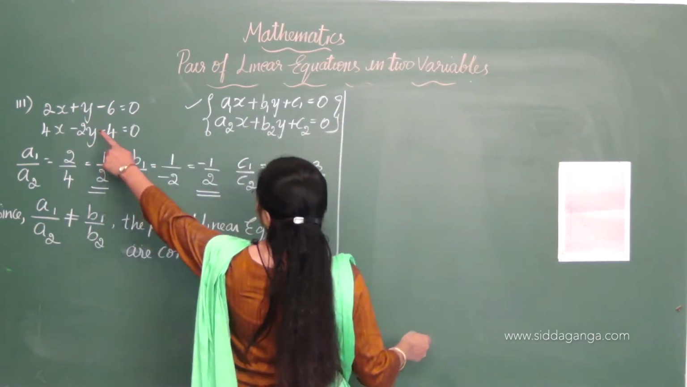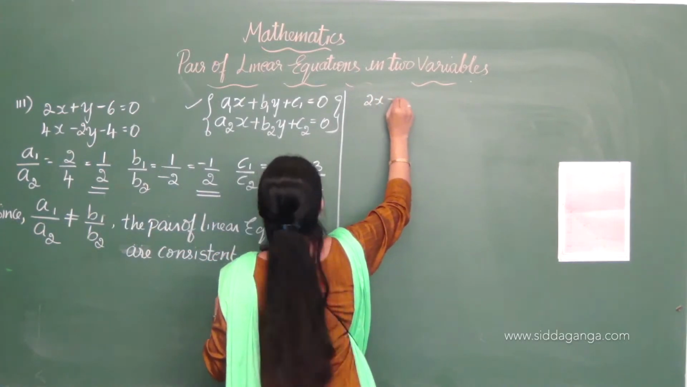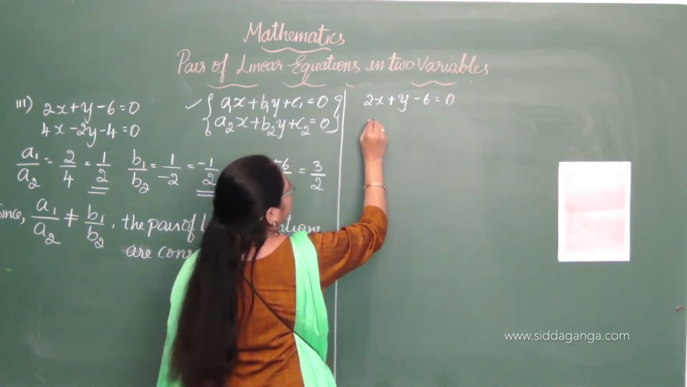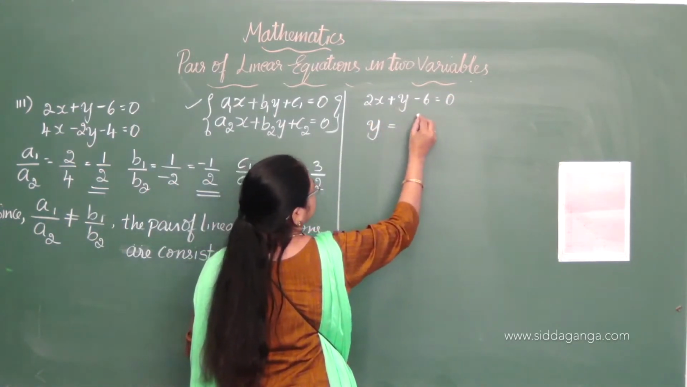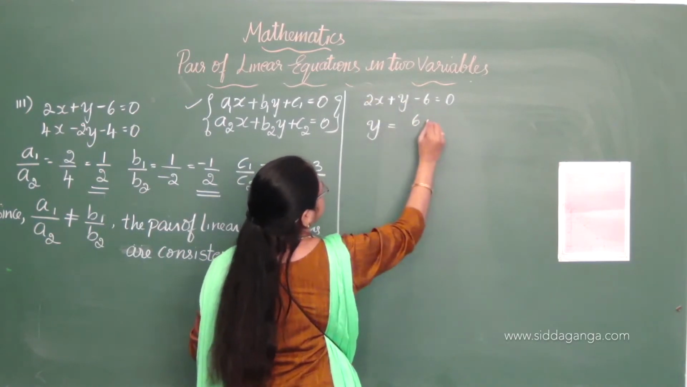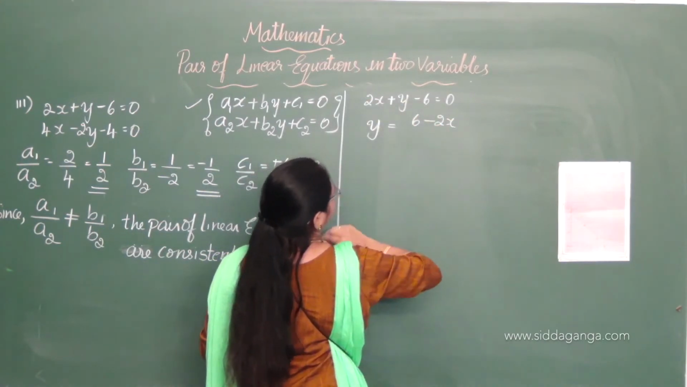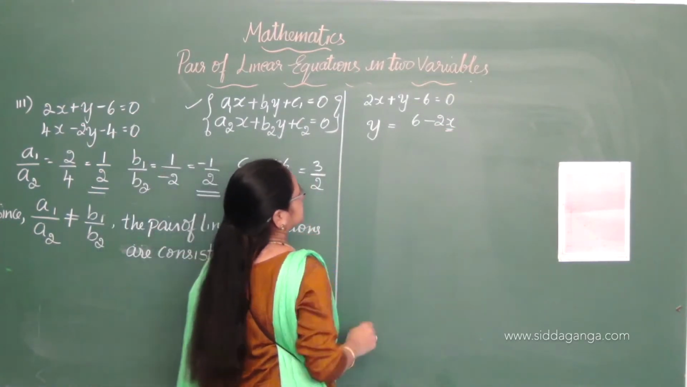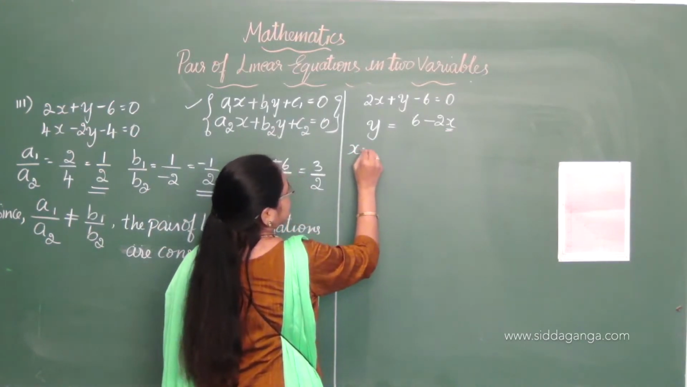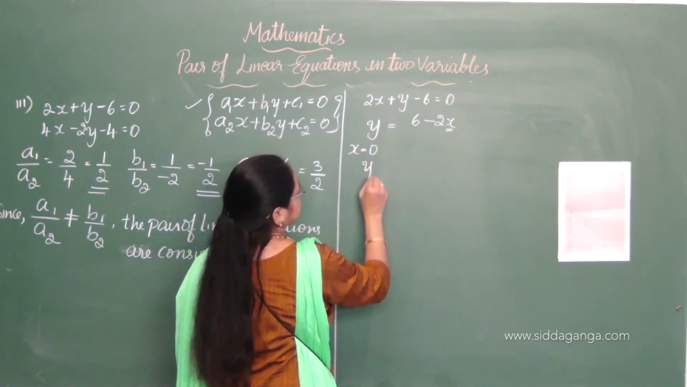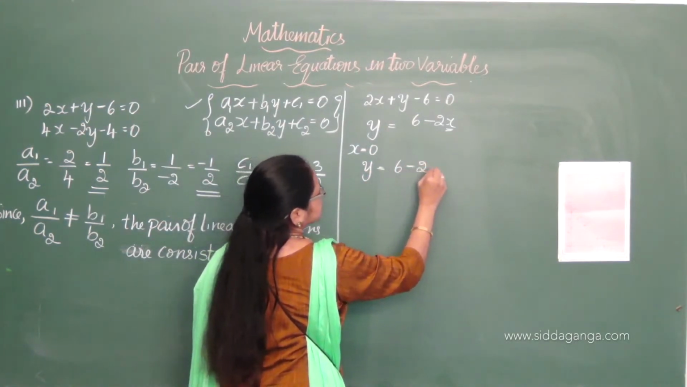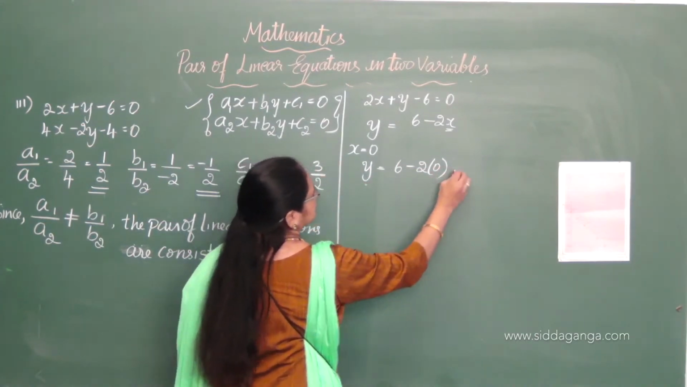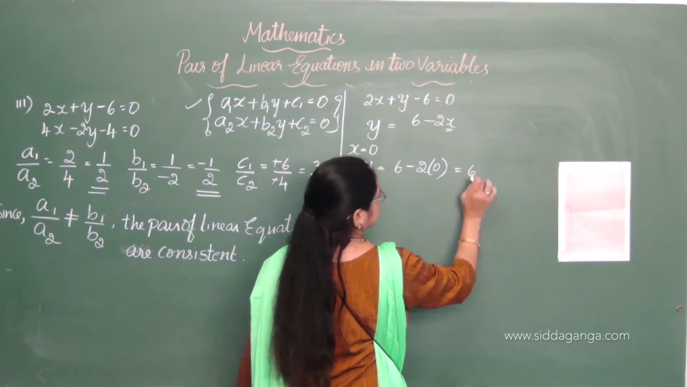Now, first let us take this first one, 2x plus y minus 6 is equal to 0. Now, y is equal to 6 minus 2x, okay, y is equal to 6 minus 2x. Now, you just go on putting the value for x. Now, let x is equal to 0. If x is equal to 0, y will be 6 minus 2 into 0. So I will write here only 6 minus 0, that is 6.